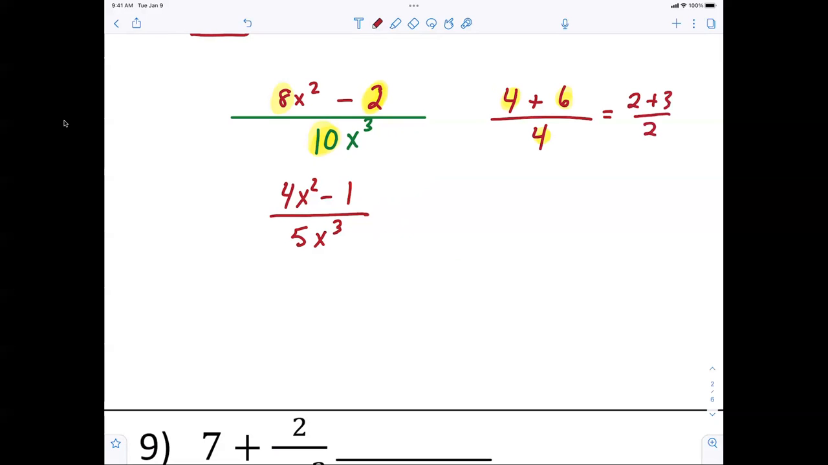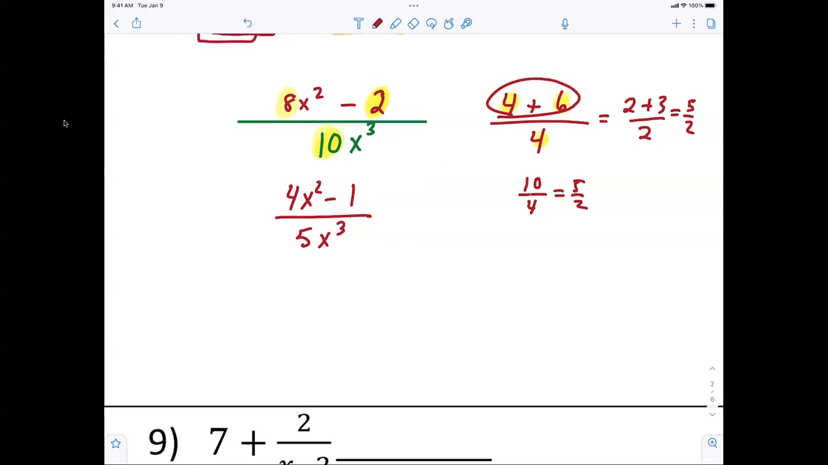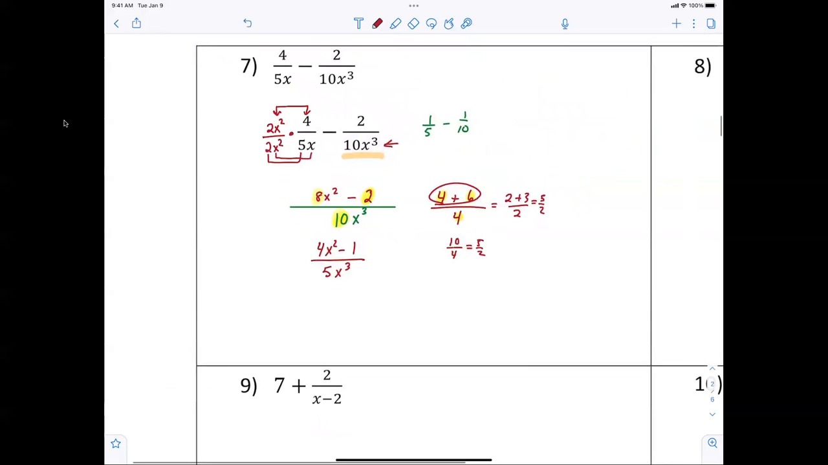You with me on that? And that's true because I could just say 4 plus 6 is 10 over 4 reduces to 5 over 2, which is what that is, 5 over 2. You with me now, right? So the only time you can reduce is if all the terms that are with the addition and subtraction can be reduced by the same number. All right. So I'm happy with that for number 7.